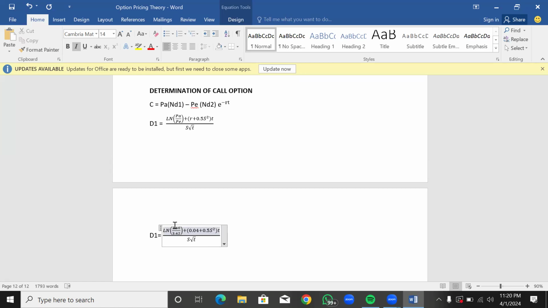Plus 0.5. This 0.5 is constant. So what's my standard deviation? 13%, 0.13. Let me open a bracket so it's easier. 0.13 squared. What's my time? 0.5. So what's my standard deviation? 0.13. What's my time? Well, it was 0.5.